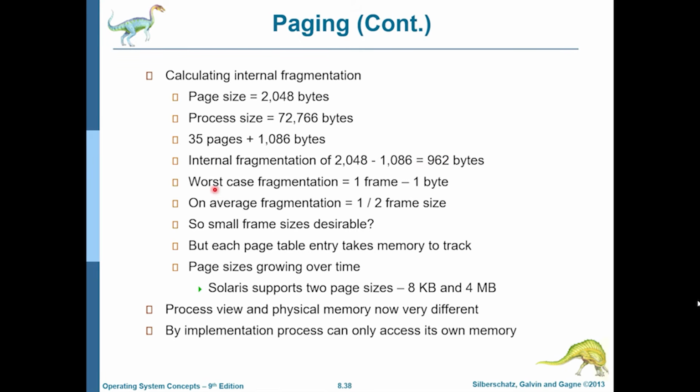The worst case fragmentation can be, just imagine if this process had 35 pages and just 1 byte left over here. For that 1 byte, we would have to take an entire frame of memory, an entire page of memory. That would be the worst case. On an average, usually half a frame worth of page is lost due to internal fragmentation.